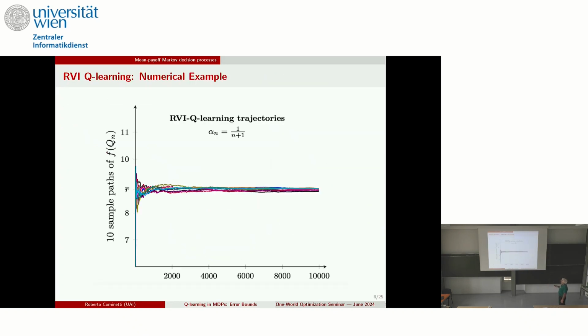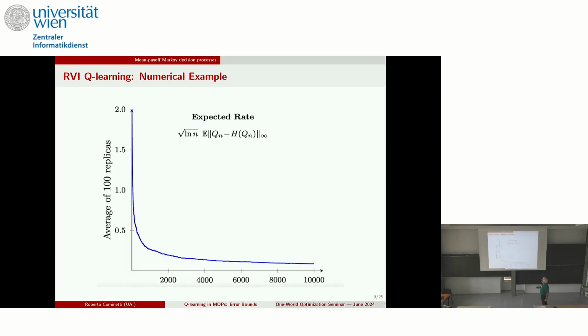So I'm running the RVI Q-learning trajectories. Here I'm taking alpha n, decreasing step sizes. And here I'm plotting the f of q_n. These are different rounds. You see that they converge to R bar, which is here, 71 over 8. Well, seems to work in practice at least.